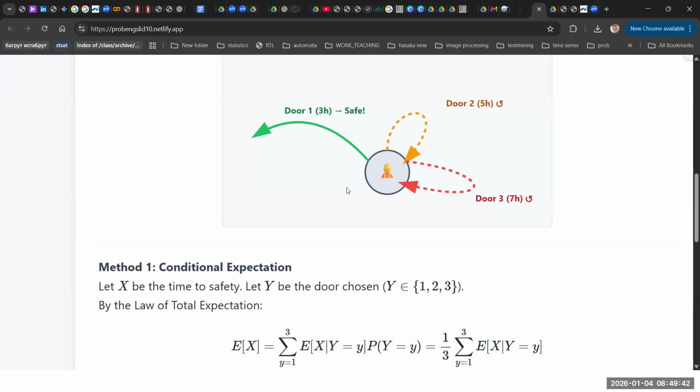We have here some kind of linear equation. So the expected value of x equals 1 over 3 times 3, plus 1 over 3 times (5 plus the expected value of x), and what can you say about the expected value of x given y equals 3? 1 over 3 times (7 plus the expected value of x). You see, we have one linear equation about an unknown variable. Can we solve it? Yes, it's very simple. We solve it and we get 3 plus 5 plus 7, which is 15.